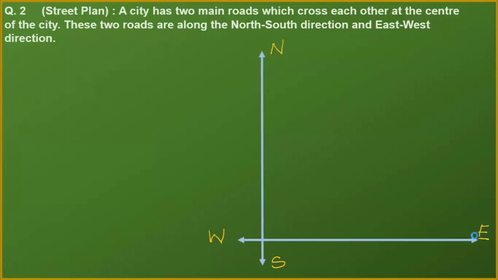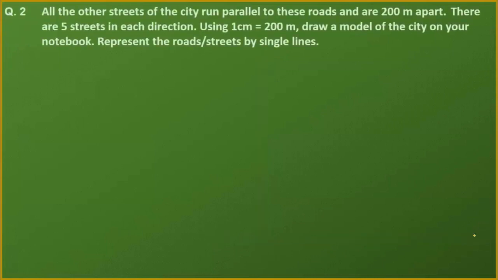Now further they are saying, in the second part, all the other streets of the city run parallel to these roads. It means some other roads are also there in the city, running parallel to these roads. Some of the streets may be running parallel to the vertical street and others parallel to the horizontal street, and they are 200 meters apart. There are 5 streets in each direction, meaning 5 vertical streets and 5 horizontal ones. We need to draw a model of the city in your notebook.